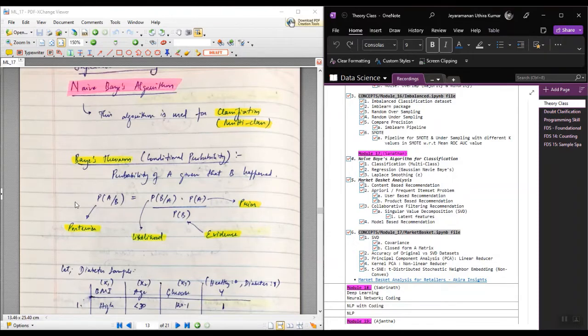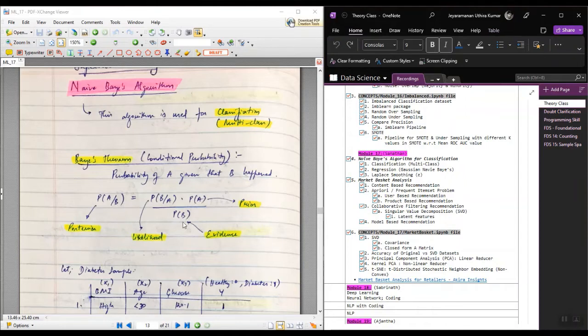As we know, the Bayes theorem is basically conditional probability. It says: what is the probability of an event A given that event B has happened? The probability of A given B is equal to the probability of B given A times the probability of A, divided by the probability of B.